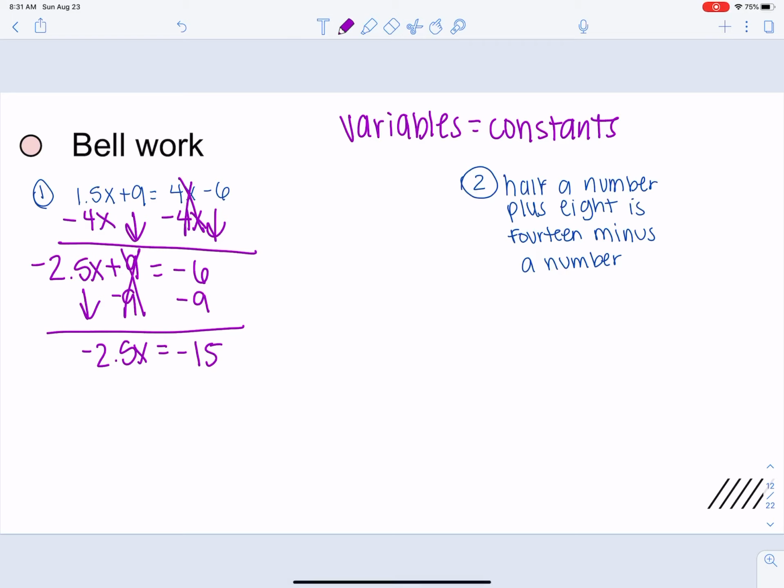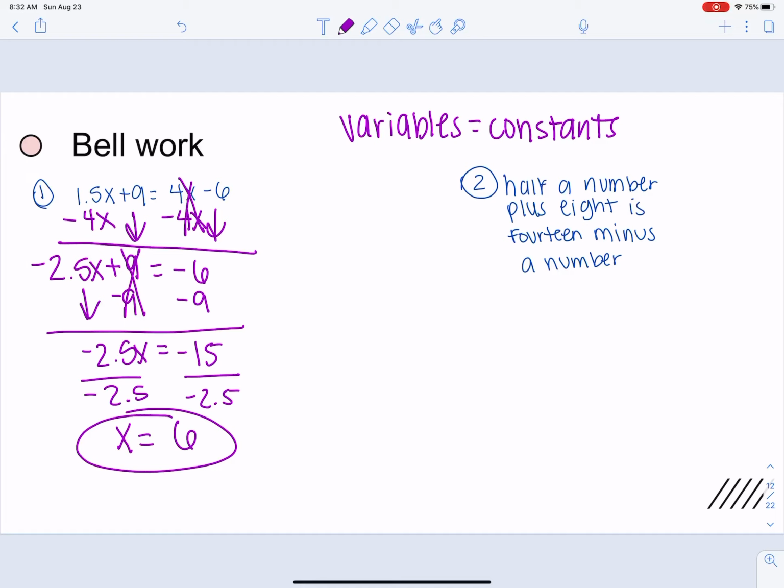And so x is going to be equivalent to, I'll divide both sides by -2.5. So x is equivalent to +6. And that's it here. All right, then we'll move on to number 2.